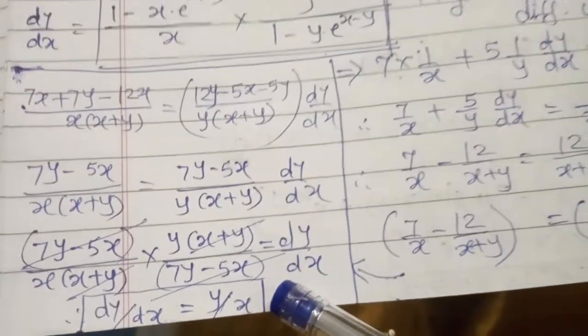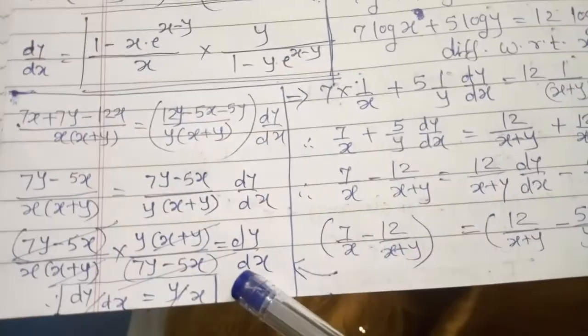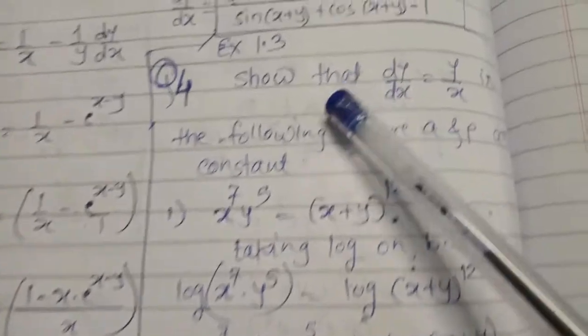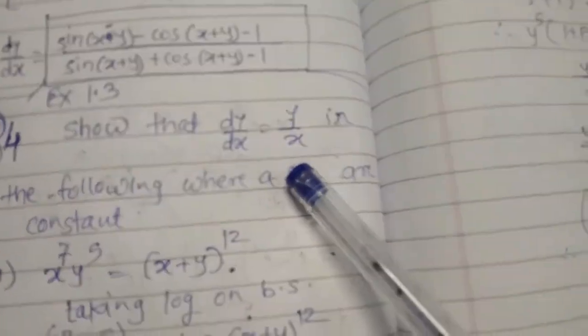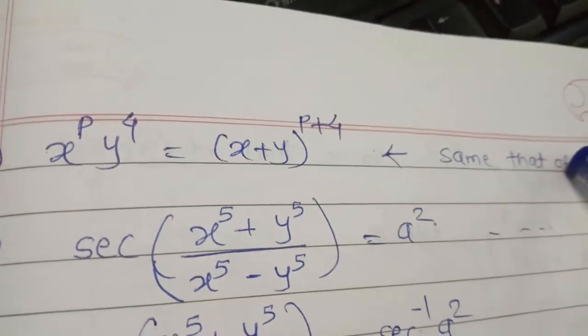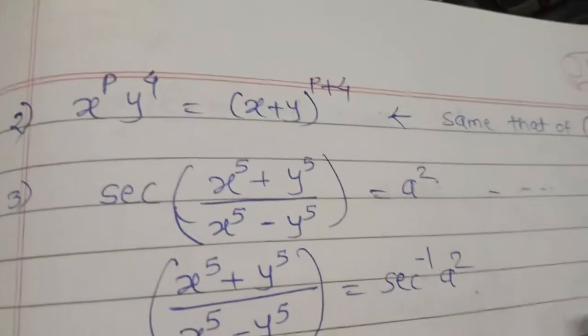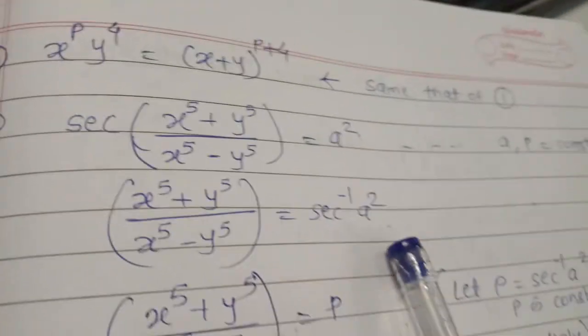Every question's answer should come as y upon x, because our question is such, that is, show that dy by dx is equal to y upon x. Now the second example is the same as the first one, so you can solve it. I'm going to solve question number 3.